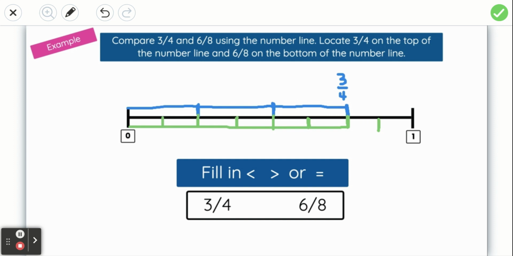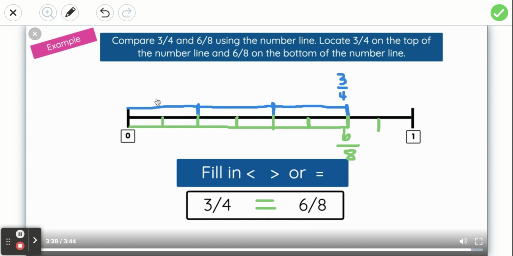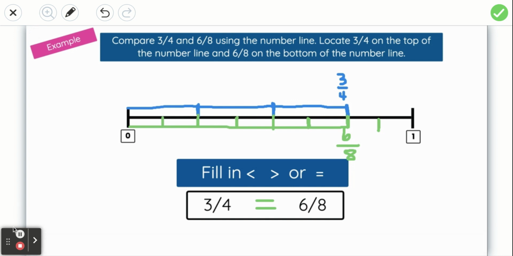And as we can see here, 3/4 and 6/8 are equivalent, which means when we compare those two, 3/4 is the same as or equal to 6/8. You will use unit fractions and non-unit fractions to compare using a number line on the next few slides.